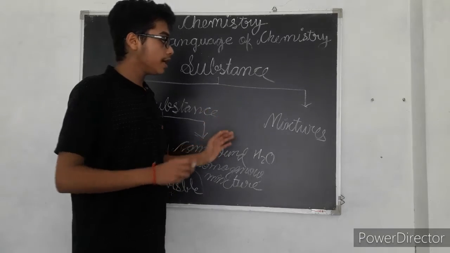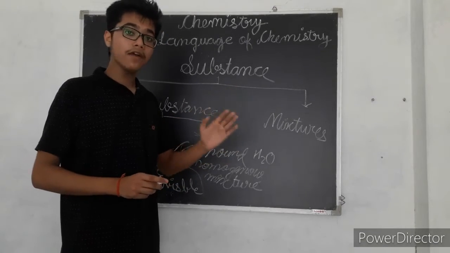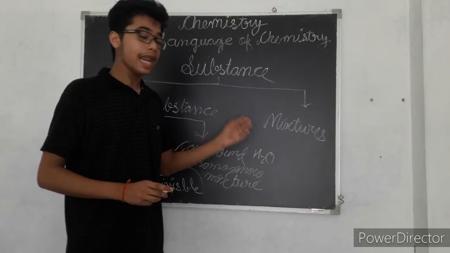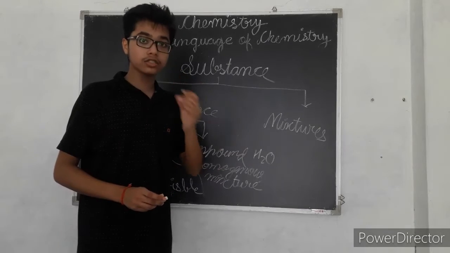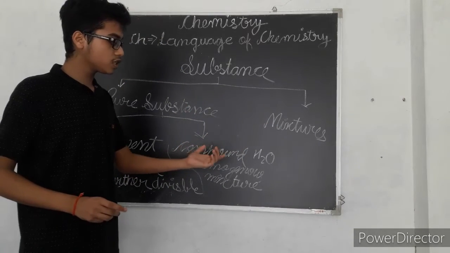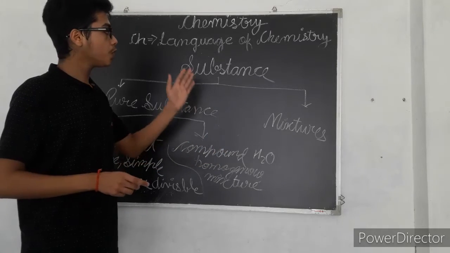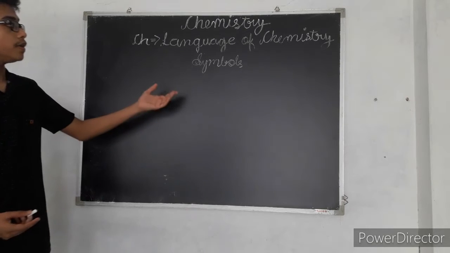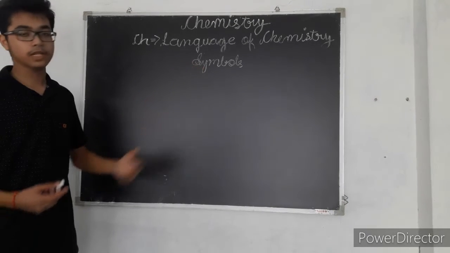And in mixtures, it is a molecule which has different types of atoms and they do not combine properly, like water and sand, and they do not have a fixed ratio. And in a compound, there is a fixed ratio of combination. So we have studied substances. Now we are going to start a new topic, symbol.